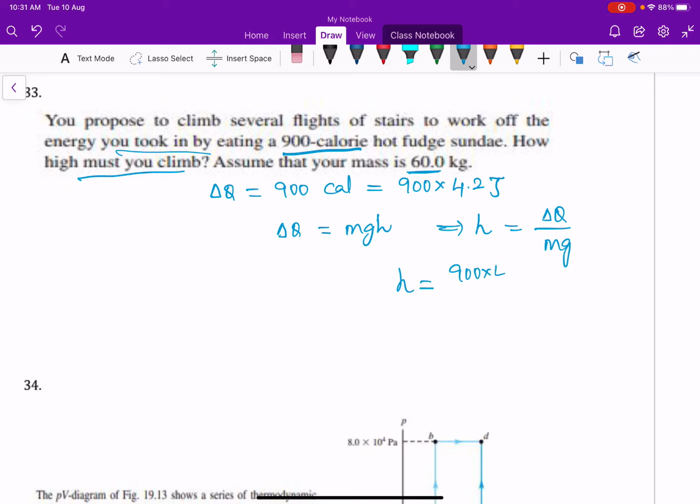900 into 4.2 joules divided by m. m is 60 kg, into g, which is 9.8 meter per second square. So by solving this, you will get the answer for the h value.